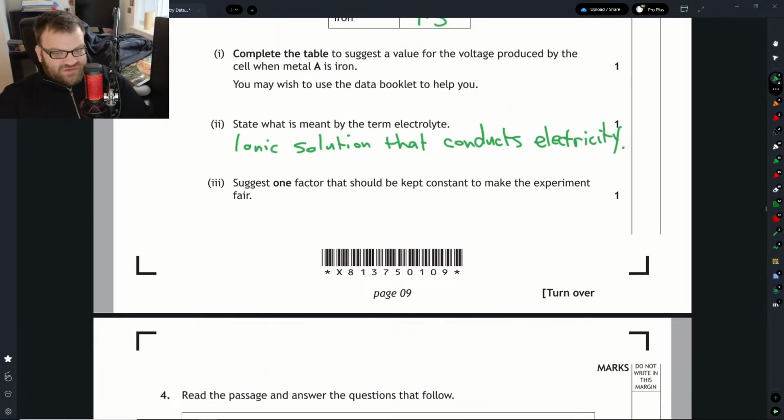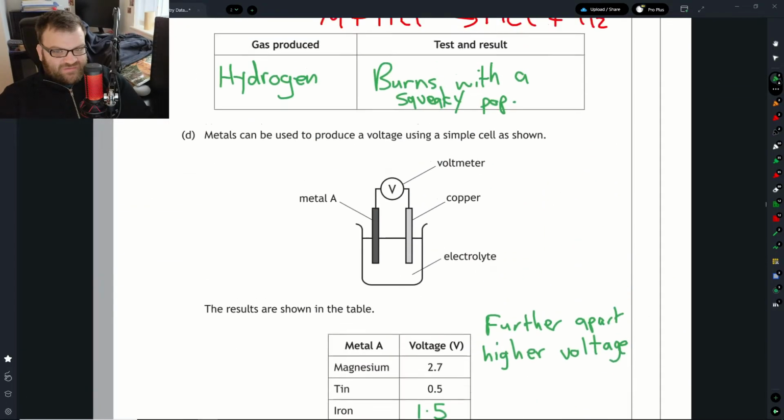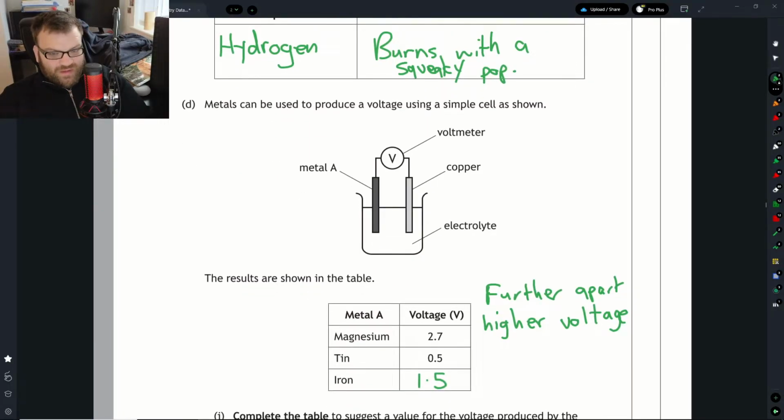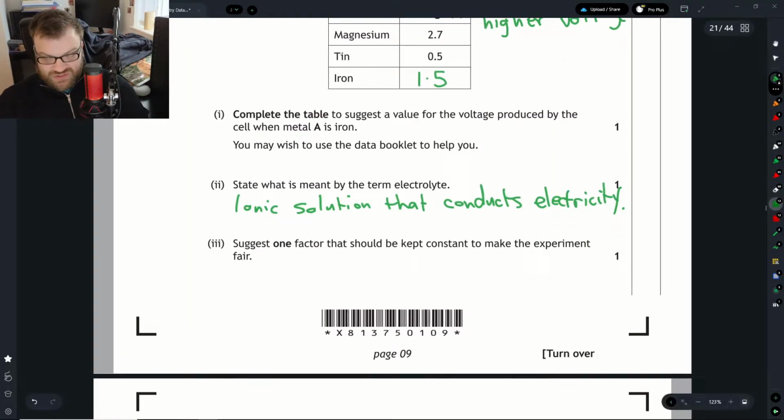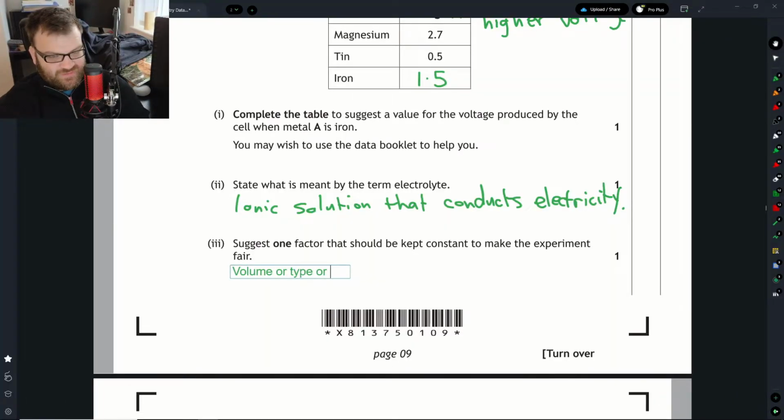Suggest one factor that should be kept constant to make this experiment fair. We are changing the type of metal, so that's been changed. Everything else, all the other parts of it, need to be kept the same. So volume, concentration, and type of solution. We only need one of these, so type or concentration.